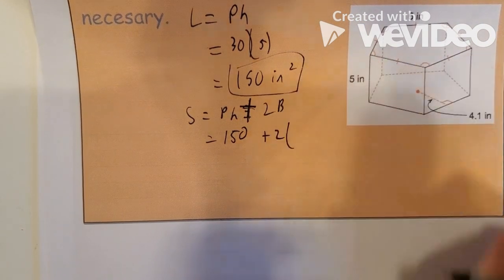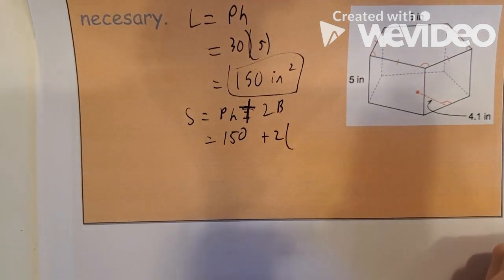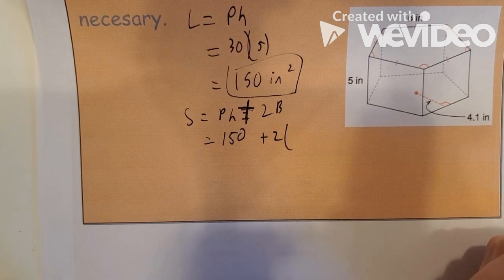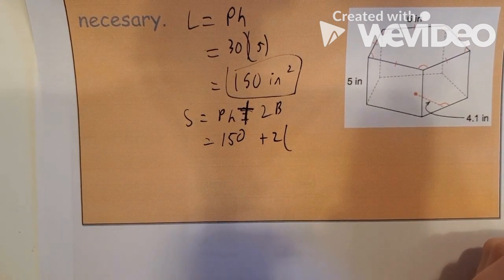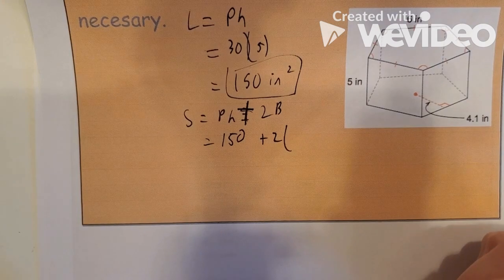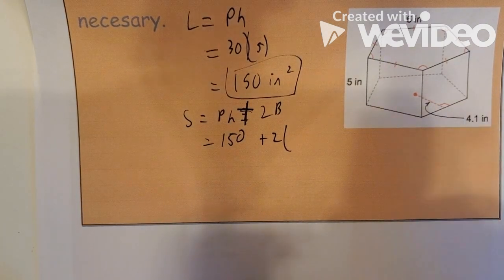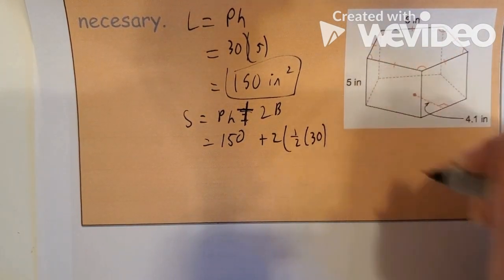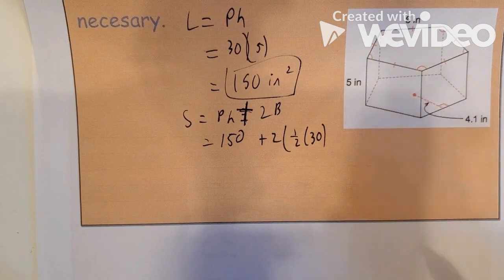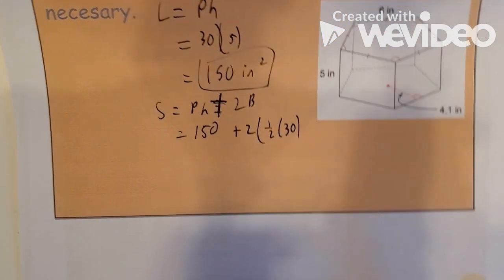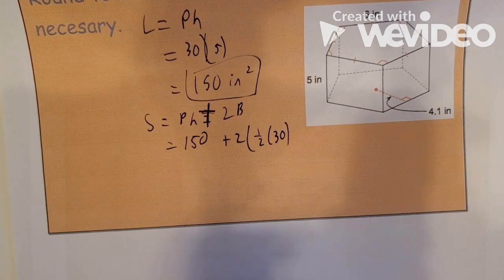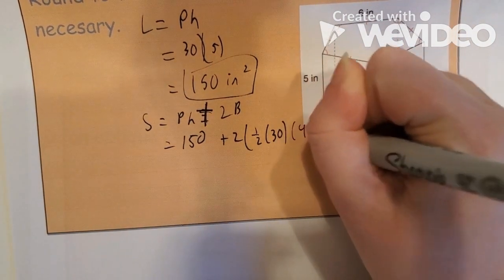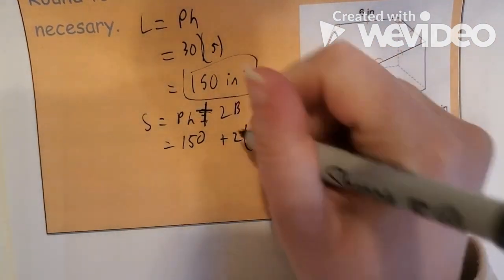So plus 2 times, how are we going to find the area of the base? Well, since this is a regular pentagon, this is where we're dealing with that 1/2 times the apothem times the perimeter business from the last chapter. All right? So we know the perimeter is 30 like it was before. And then this is actually the apothem. It's not really any work at all to get there because we have it given. So times 4.1.